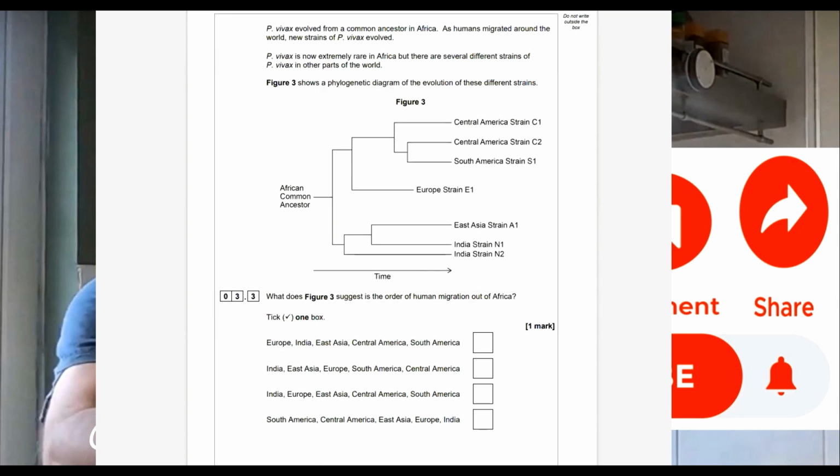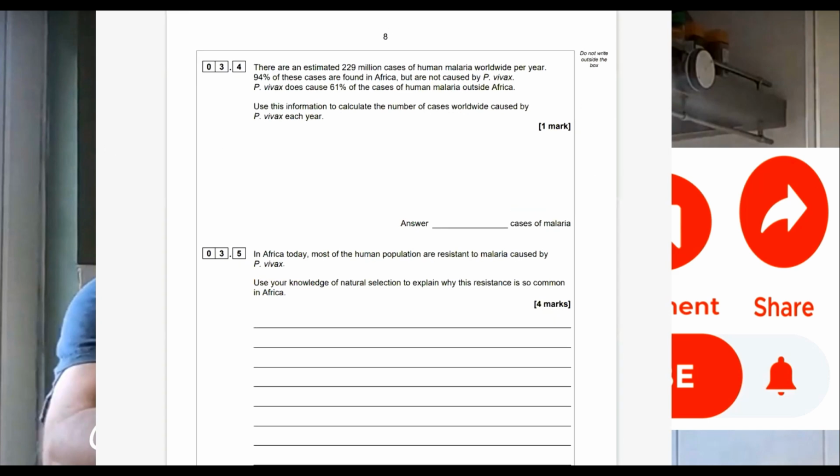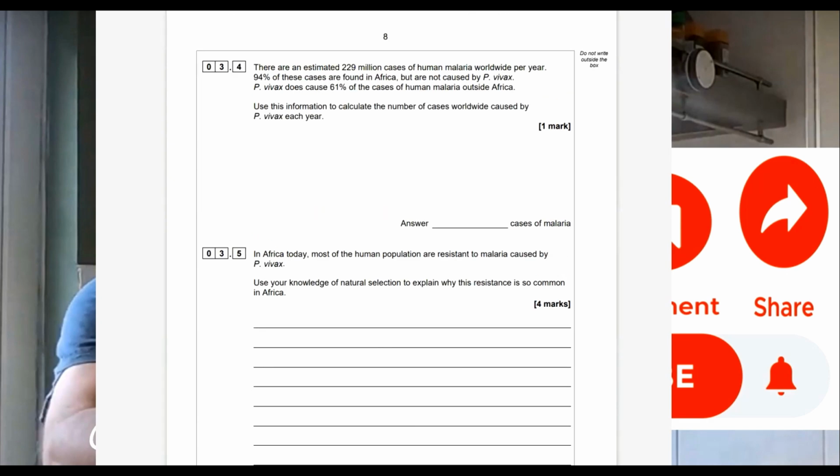Let's move on to 3.4. Now, 3.4 is a calculation. So there are an estimated 229 million cases of human malaria worldwide per year. 94% of these cases are found in Africa, but are not caused by P. vivax. P. vivax does cause 61% of the cases of human malaria outside Africa. Use this information to calculate the number of cases worldwide caused by P. vivax every year. You can see I'm underlining key points.